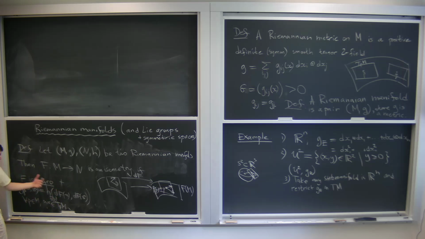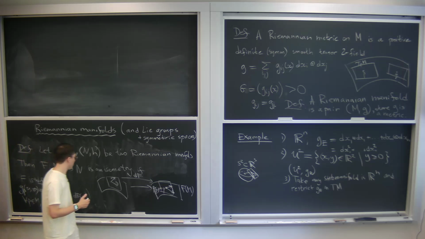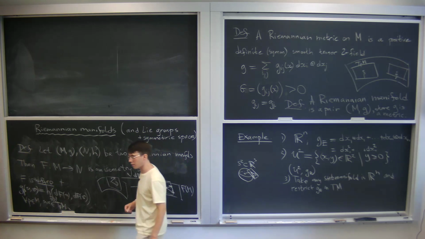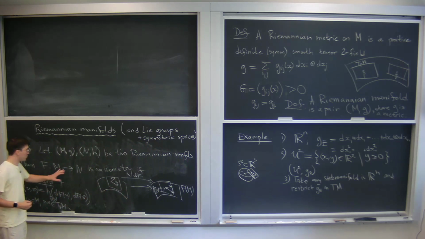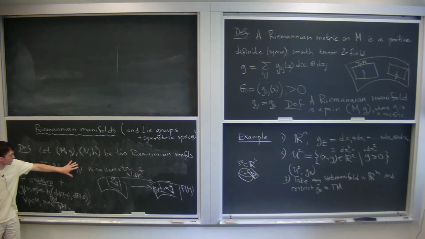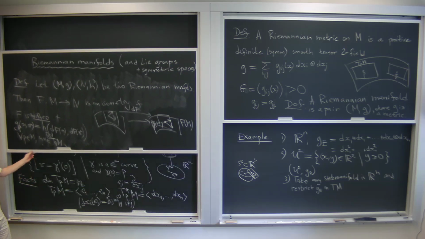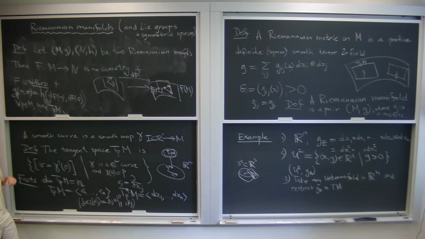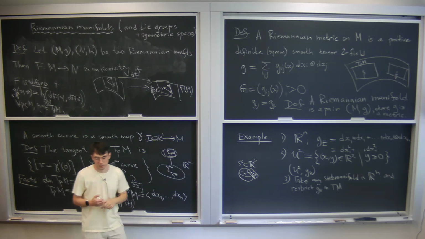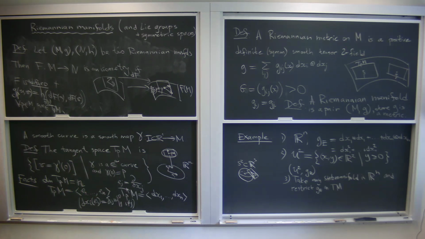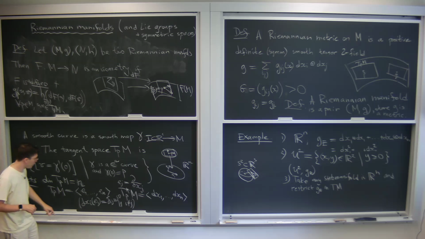Since it is a diffeomorphism, in particular it implies that F inverse is also an isometry. Okay. Now we will mainly consider isometries which are self-isometries, so the isometries of a manifold M to itself.